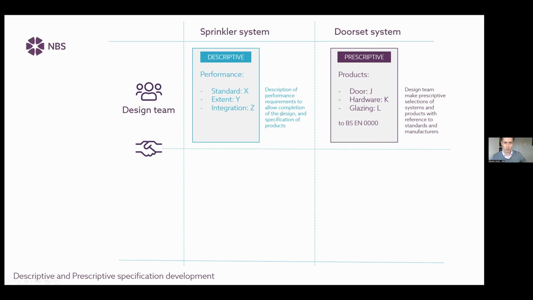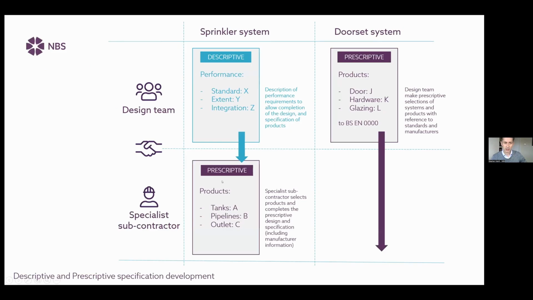Are you writing a performance spec, which is then going to ideally get turned into a prescriptive spec by a specialist subcontractor before that part of the building is constructed? Or is the designer prescribing the solution? So with a descriptive spec, you're specifying the performance, and then specialist subcontractors are taking the responsibility to pick the products that meet that performance, whereas with a prescriptive specification, the designer's fully designing that.